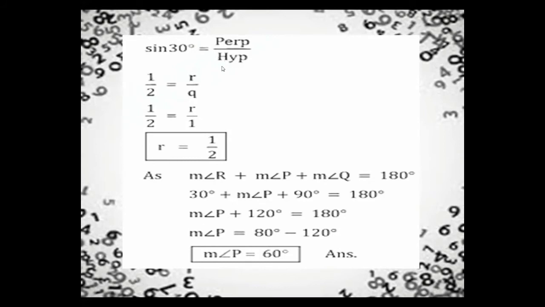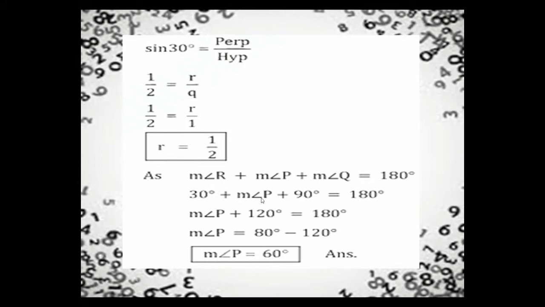Perpendicular is r, hypotenuse is q, 1 upon 2, and the value of q is 1. Now, after simplification, we get r is equal to 1 upon 2. We have already found two components. Now, for the last component, we know the two angles: one is 90 degrees and the other is 30 degrees.